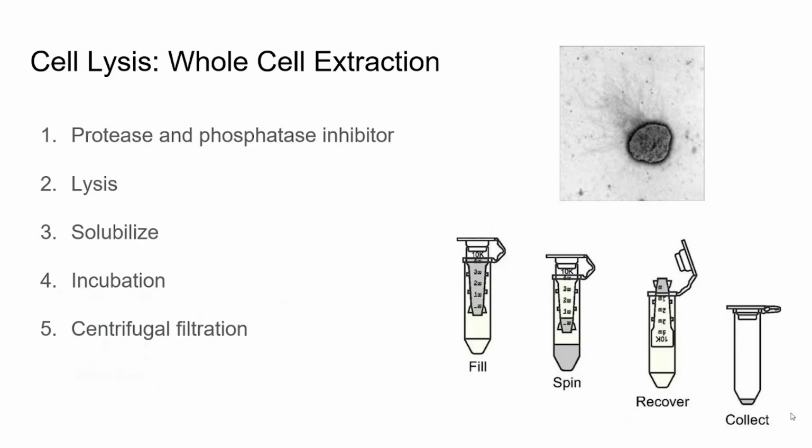From there, we add SDS to 2%, which will solubilize the proteins. We incubate that at 55 degrees, which will put it into solution. From there, we can centrifuge it. The purpose of this is to concentrate it as well as get rid of all of the contaminants that can possibly be in there. And from there, you have your sample.